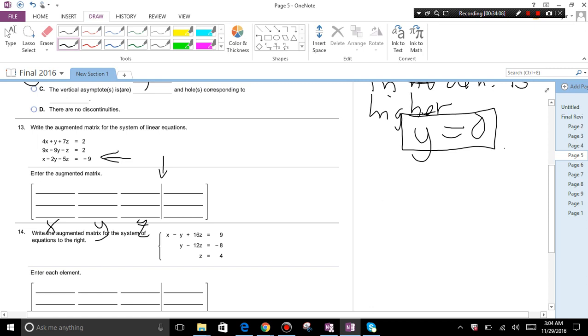The answer to this question is 4, 1, 7, 2. The coefficient of x here is 4, then 1y, then -9y, -2y, 7, -1, -5, and then 2, 2, -9, and that is it, right? And so this first row here represents an equation, and it's 4x plus 1y plus 7z equals 2.